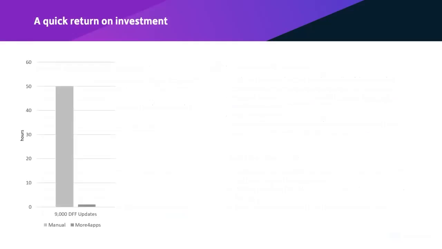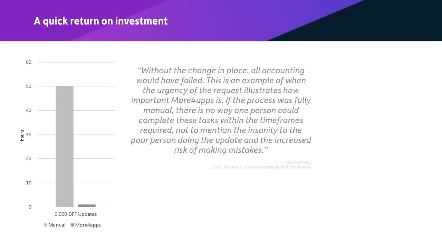So we'll finish off with some ROI stats, again, kindly supplied by Rob at NCR. So here's a couple of scenarios he's described. First one, there was a need to add a DFF value. Using MorphReps, he updated the value across 9,000 projects within an hour. And manually, he estimates it would have taken one person more than 6 days to do that.